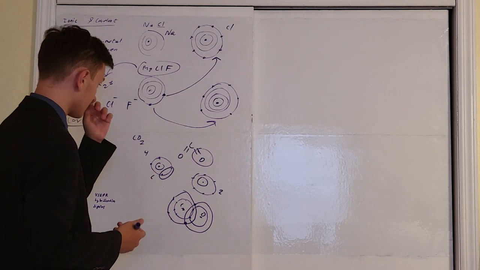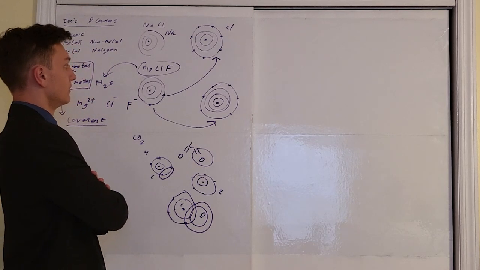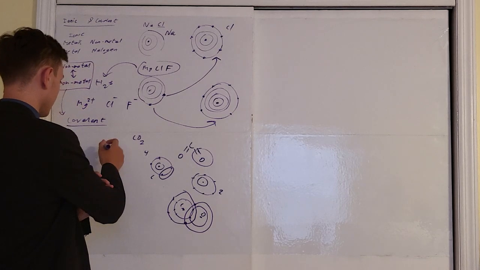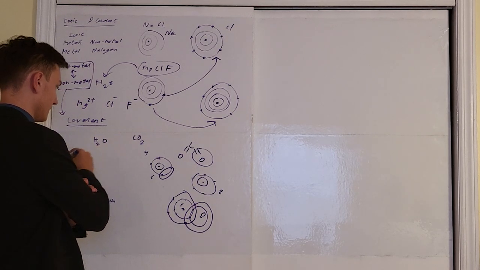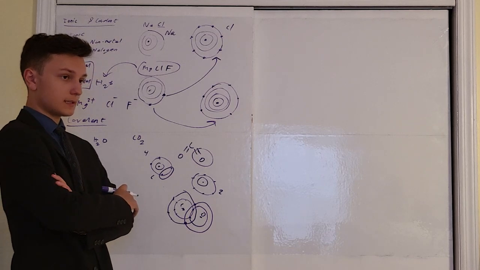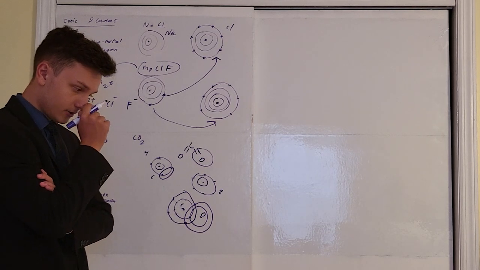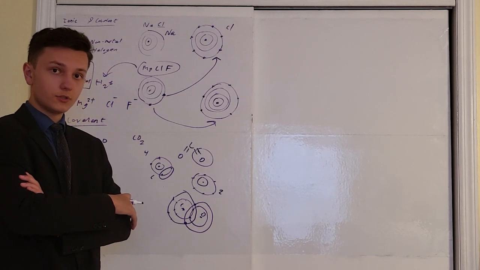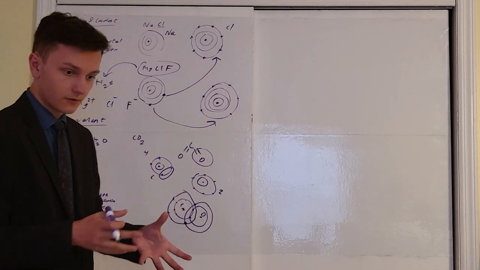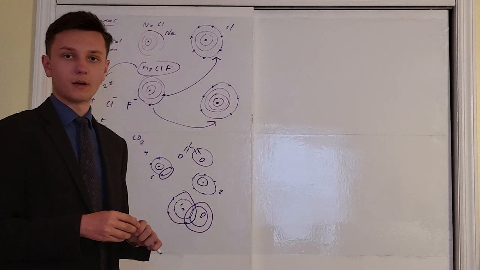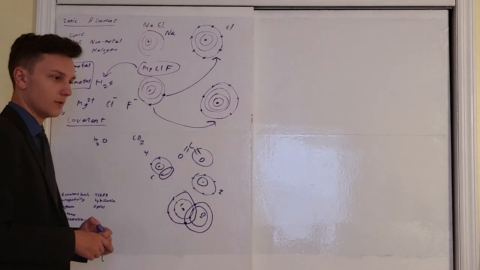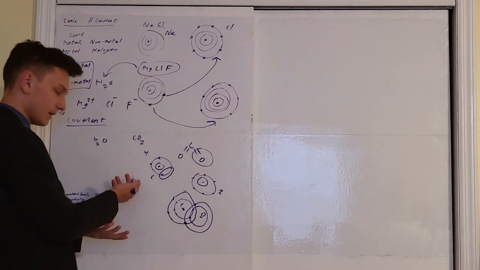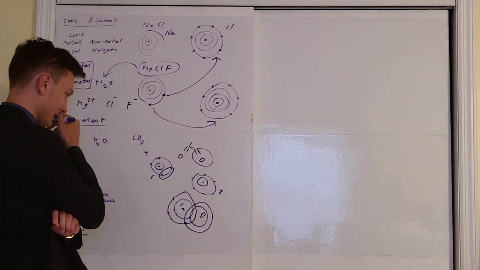So, let's say I gave you, what's a good covalent bond to practice with? Okay, H2O. H2O. Oxygen has six valence electrons. Hydrogen has one valence electron. Why don't you go and figure out how the covalent bond forms in H2O? All right. So I assume you're coming back from that.